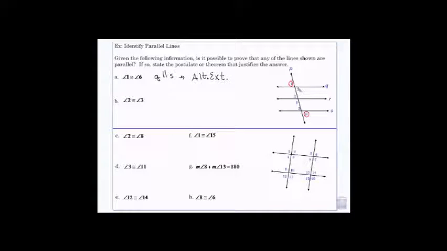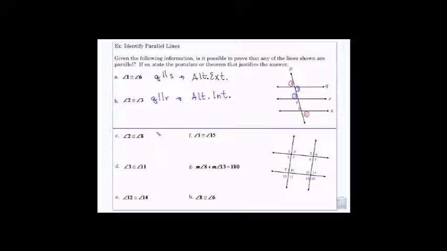Now for 2 and 3, these are alternate interior. This is what will let me know that Q and R are parallel. So Q is parallel to R because of alternate interior.